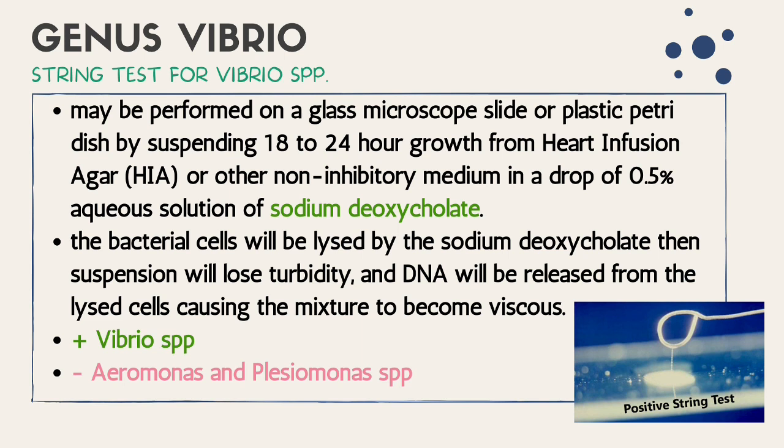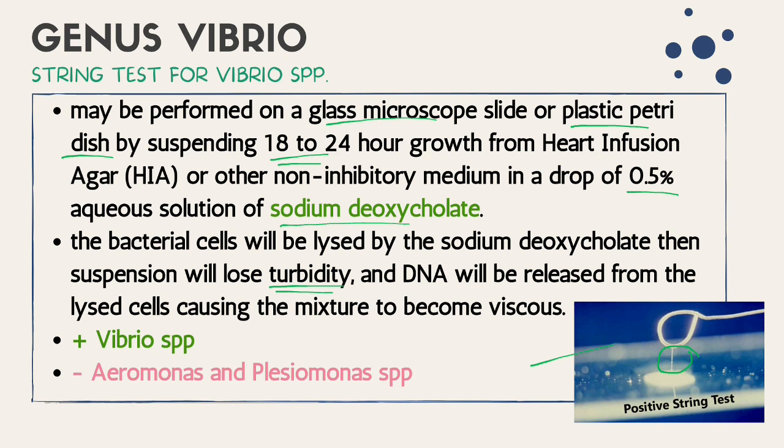So here is the string test for Vibrio species. This is usually done on a glass microscope slide or sometimes a plastic petri dish by suspending a colony, usually 18 to 24 hours old, in 0.5% sodium deoxycholate. The principle of the test is that if a particular organism has cells that can lyse in the sodium deoxycholate, then the suspension will lose its turbidity. The solution becomes viscous, hence there is a stringing appearance of the mixture of our colony and sodium deoxycholate.